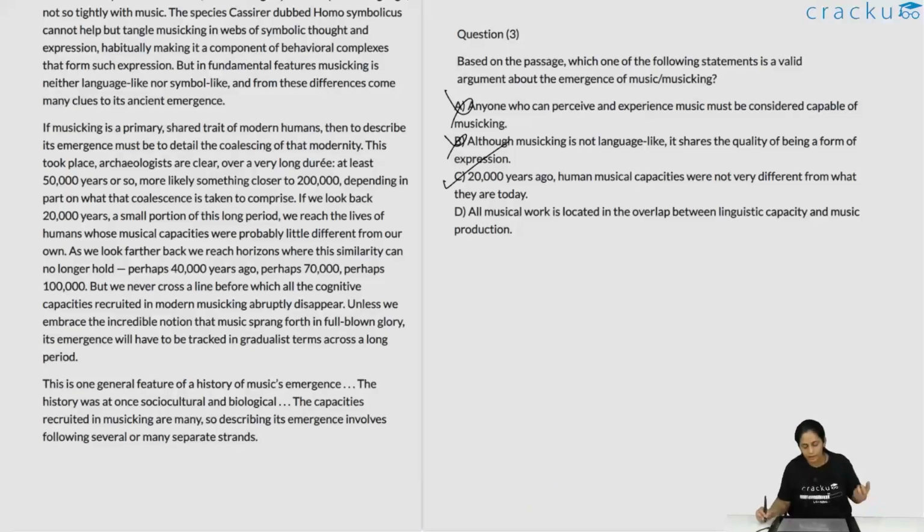Option D is all musical work is located in the overlap between linguistic capacity and music production. The author in fact says that much is located in this overlap, but much actually means that not all is located. So D is definitely not a valid argument. So C is the right answer.